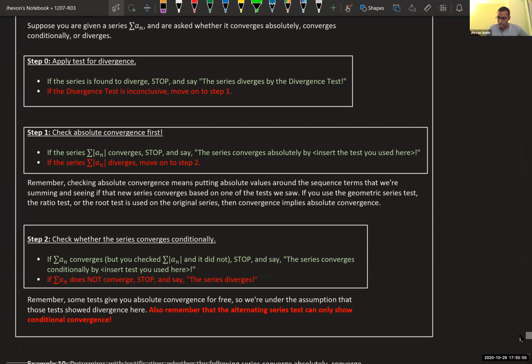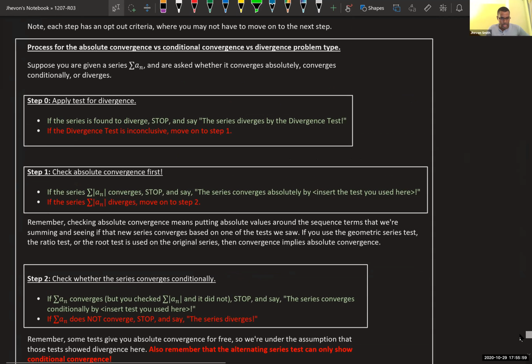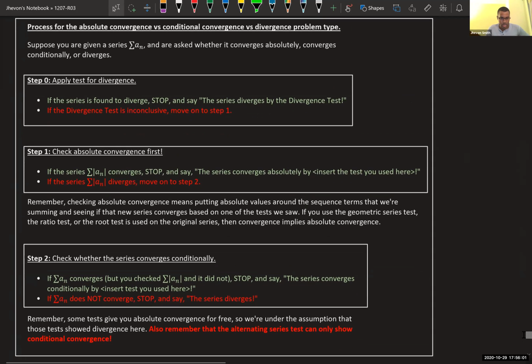So there's a certain process that we'd want to go through to make sure that we're not missing anything, and that's in this table right here. Okay, there we go. So you can even take a screenshot of that picture, because we are going to be referring to it in the examples following.